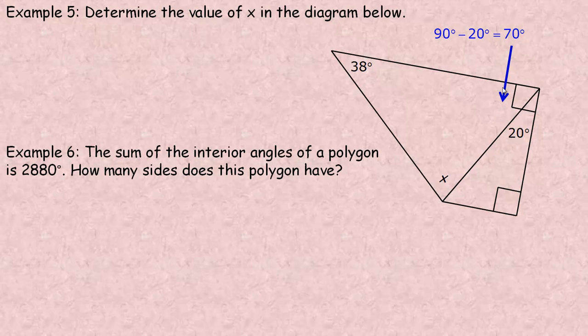So now we know 2 of the angles. There's only one we don't know, so we can find angle x. So the x, the 38, and the 70 add up to 180. Those 2 together add up to 108. And so we take the 108 away from 180, and x is 72.